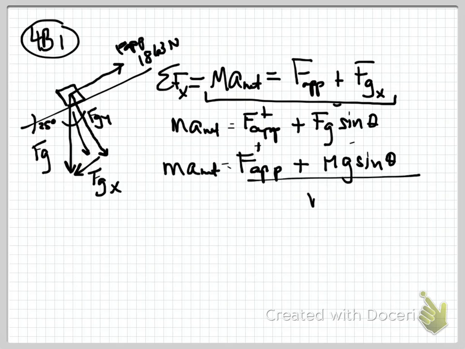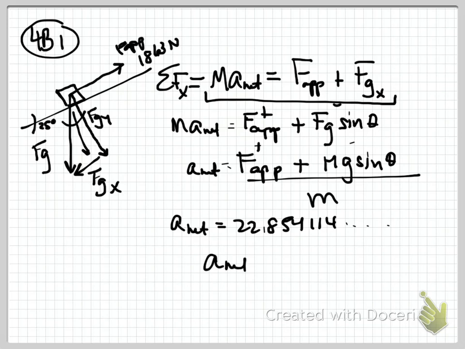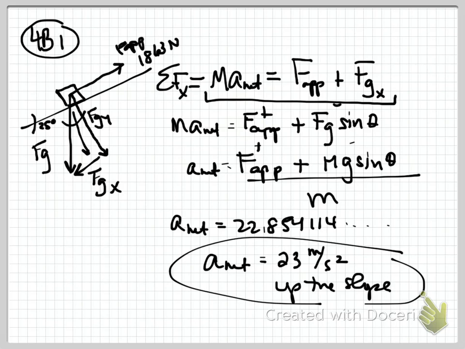So if we divide both sides by mass, we've now solved for acceleration. And at this point, it's just a matter of plugging in numbers. So we get a net acceleration of 22.854114, etc. With 2 sig figs, we get a net acceleration of 23 meters per second squared. And we should say up the slope to give us a vector. Okay, that's number 1 on 4B. It's also number 4 overall.